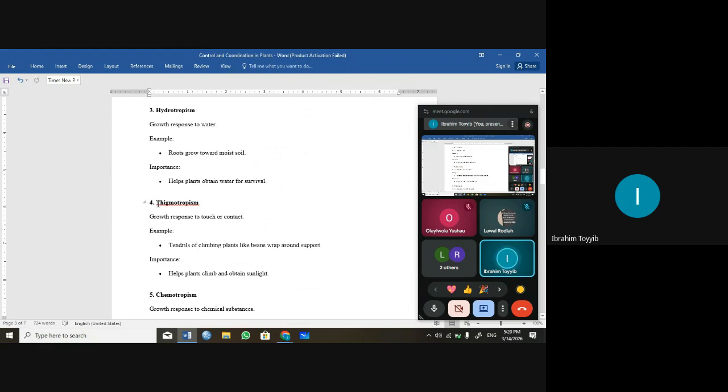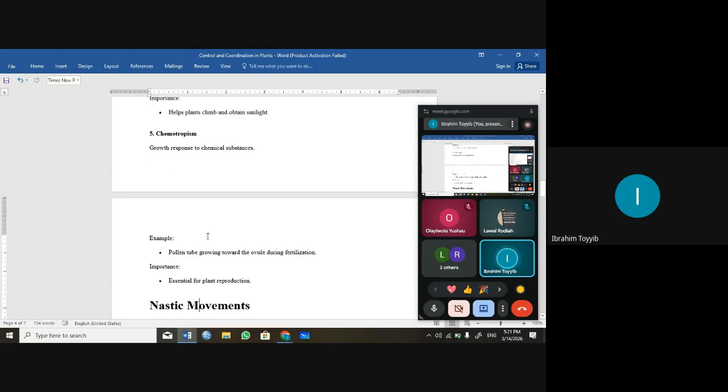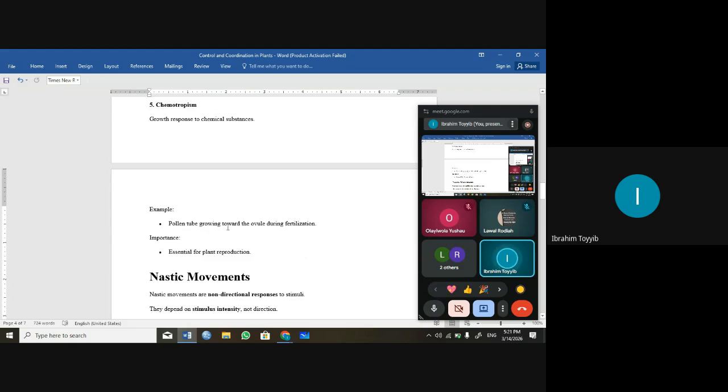Stigmotropism is the growth response towards touch or contact. For example, the tendrils of climbing plants like beans wrap around a support. Beans used to creep on the ground, so they wrap around the support, the yam support, which is called staking. They grow towards touch, touching the stick put where the crops are planted. That's stigmotropism. Then chemotropism, from the word chemo, is growth towards a chemical substance. For example, the pollen tube growing towards the ovule during fertilization is chemotropism.